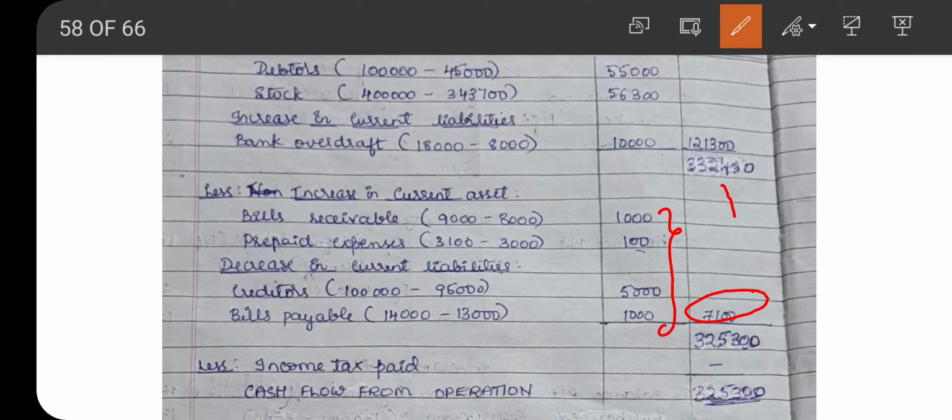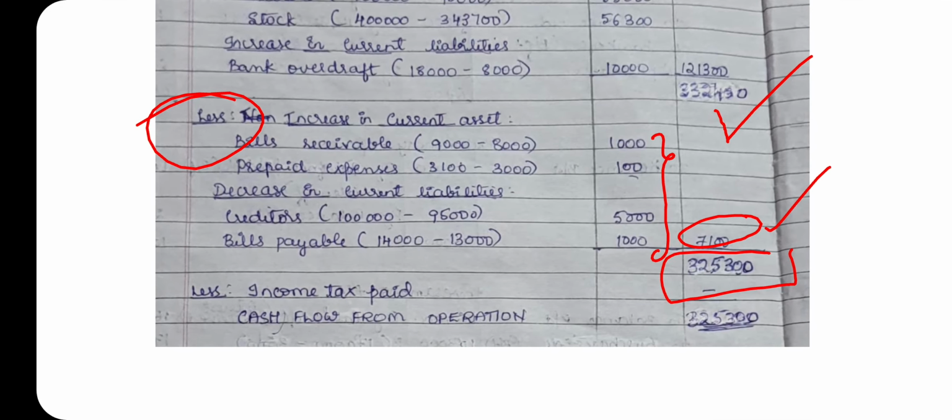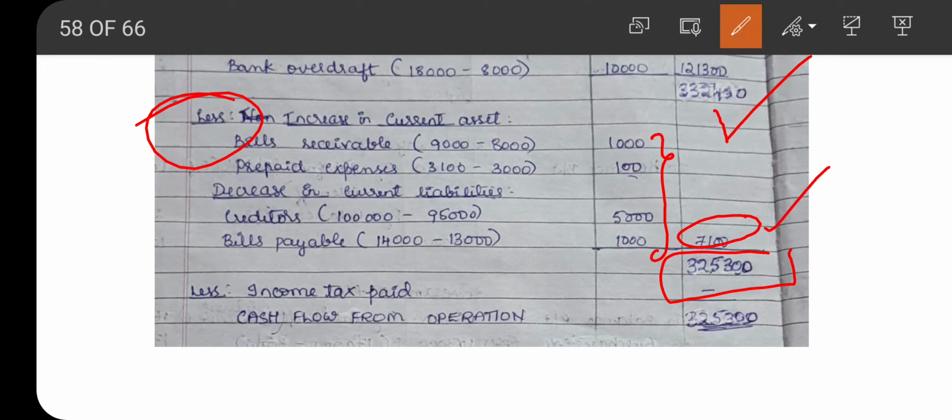So 3,32,400 less 7,100 equals to 3,25,300. Then less income tax paid. But in this problem, there is no information relating to taxation or income tax. So it is nil. So cash flow from operation will be 3,25,300.